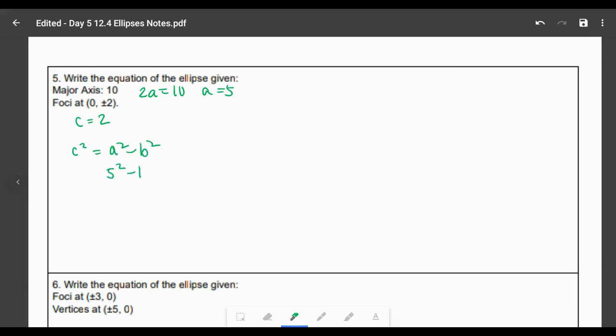So I've got 5 squared minus b squared equals 2 squared. So if I add b squared to the other side, I get b squared equals 25 minus 4, which equals 21. So b is equal to root 21.